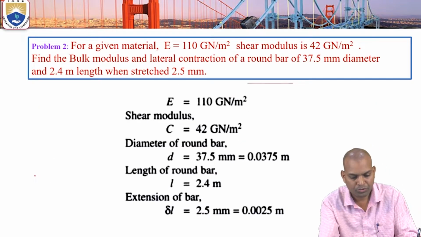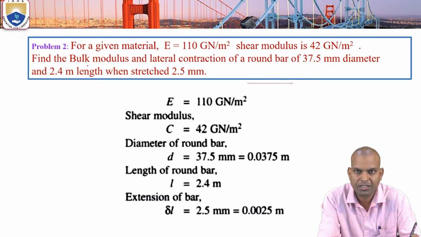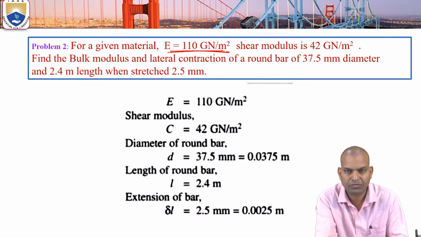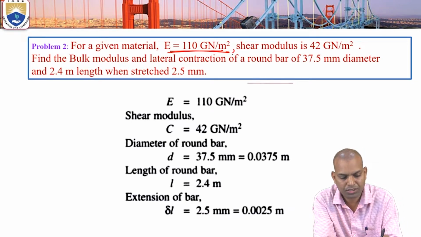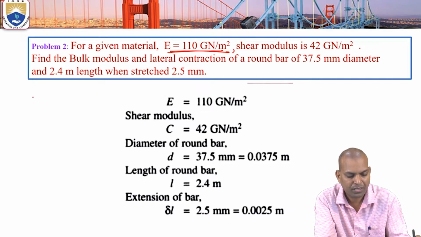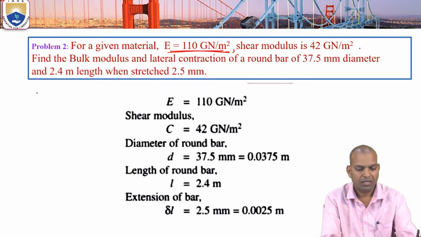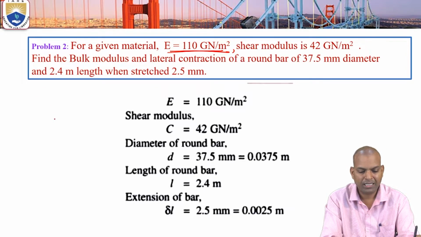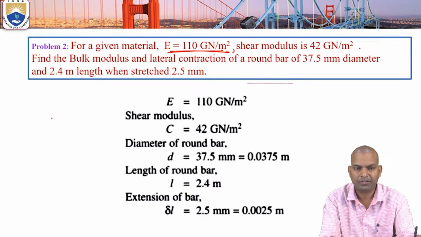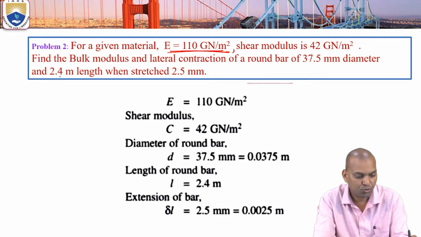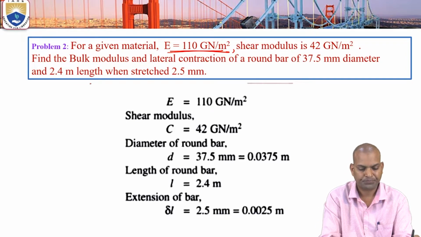Next, problem number 2. For a given material, the modulus of elasticity is 110 giganewton per square meter, and the shear modulus, that is the modulus of rigidity C, is 42 giganewton per square meter. We have to find the bulk modulus and the lateral contraction of a round bar of 37.5 millimeters diameter and 2.44 meters length when stretched 2.5 millimeters.